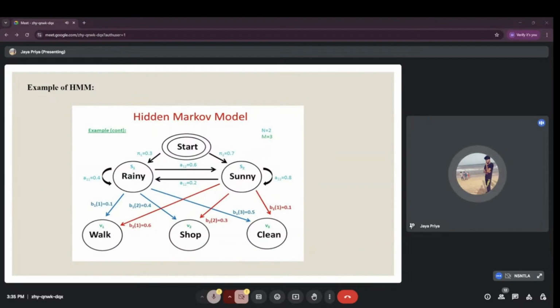Next, the transition probability is the arrow between the states. It is the probability of moving from one state to another. For example, rainy to rainy is 40 percent, rainy to sunny is 60 percent, sunny to sunny is 80 percent, and sunny to rainy is 20 percent.